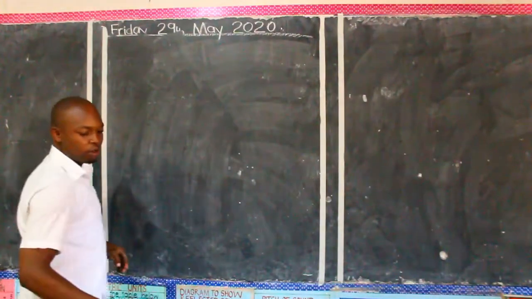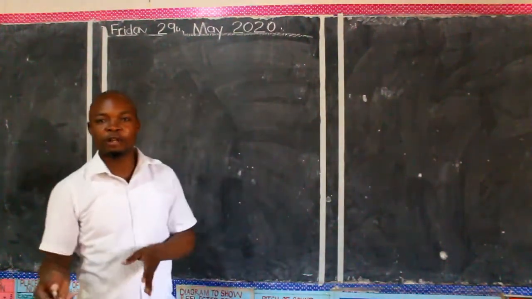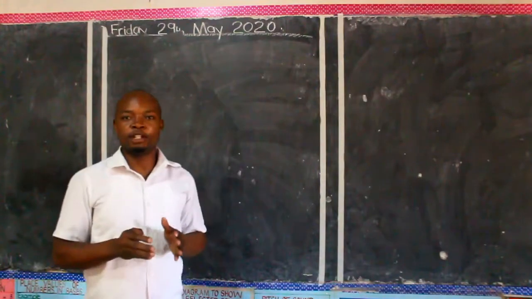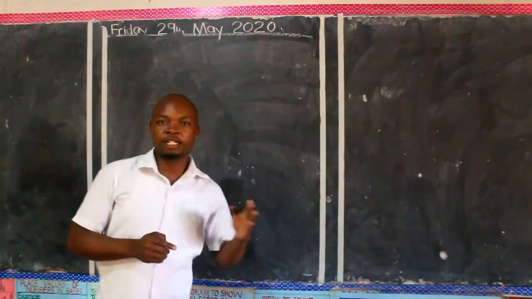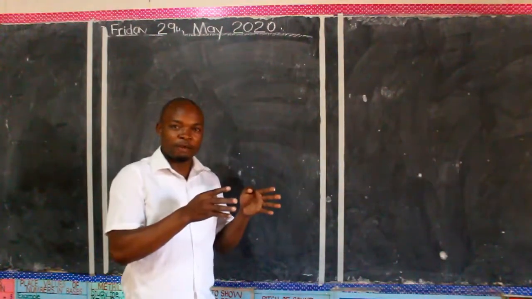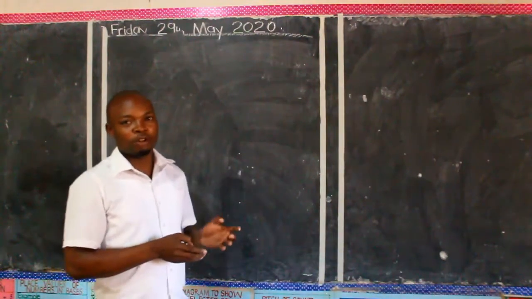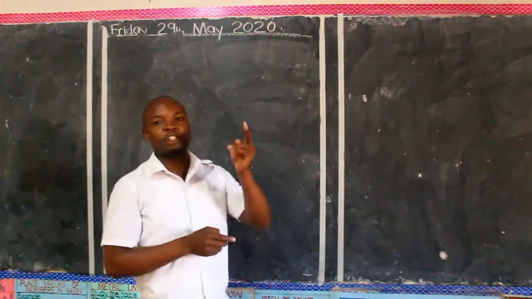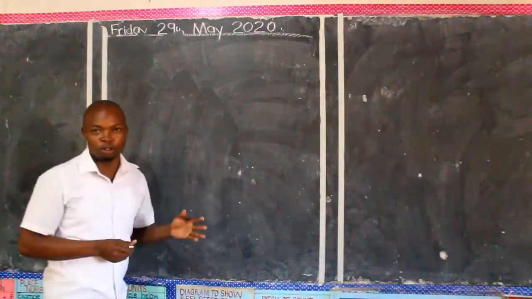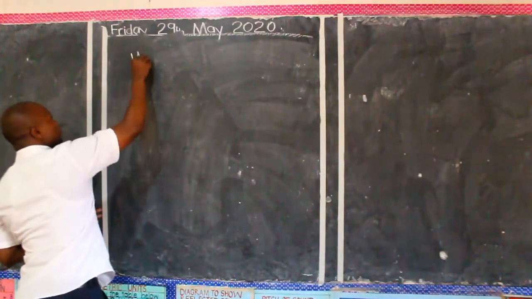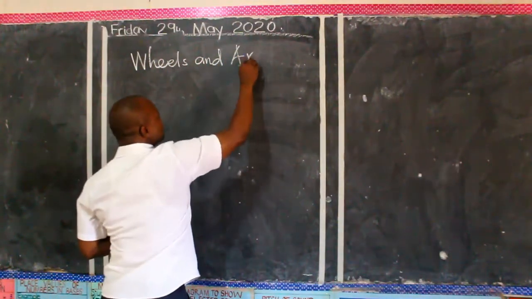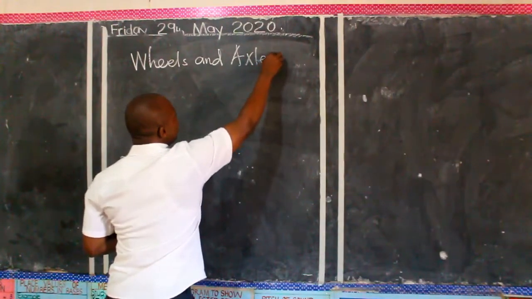Now, we began with what we call machines. We said any tool that man uses to simplify his work is known as a machine. And we looked at complex and simple machines, where we see a machine with few parts and easy to operate. So like those ones, we looked at inclined planes, pulleys, levers, and wedges. Now today we need to look at this group we call wheels and axles. Wheels and axles.